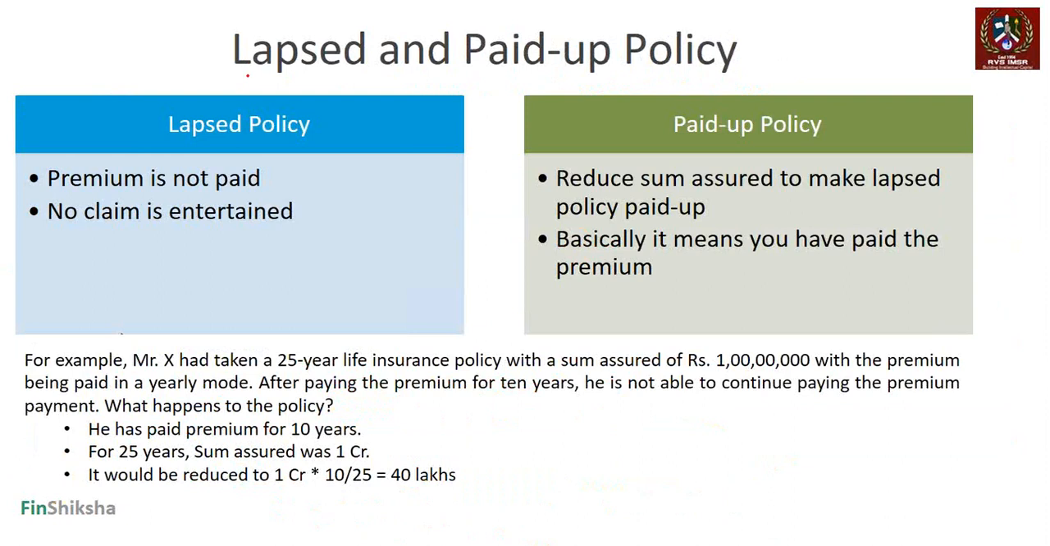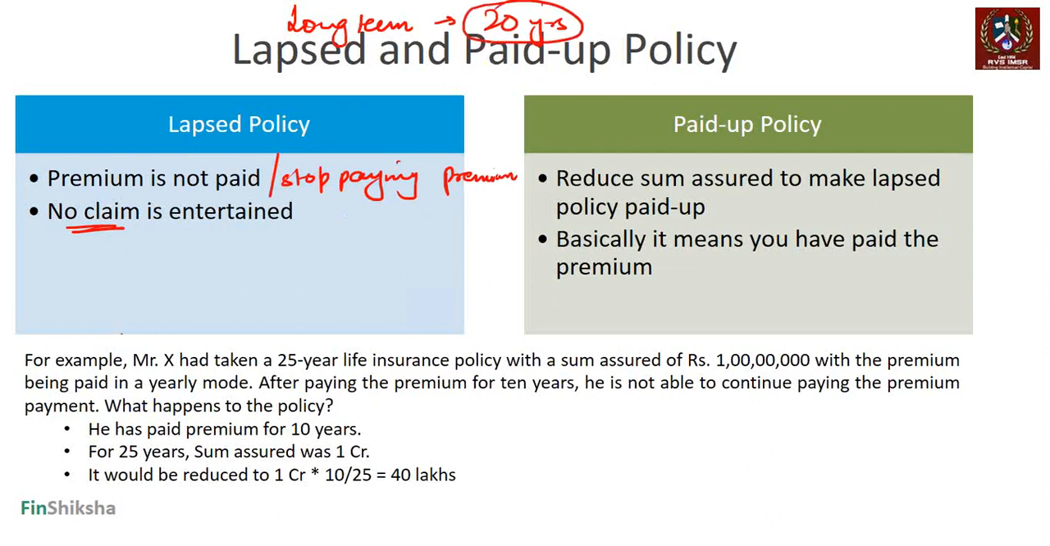Right? Now, insurance usually is a long-term instrument, let's say 20 years or 25 years. If you stop paying the premium, the policy lapses, which means claim is not entertained. If you are having a policy of 20 years and the terms say you have to pay for 20 years or pay for 10 years, if you stop paying during that period, once you stop paying, you are out of the insurance cover. That's called a lapsed policy, right?